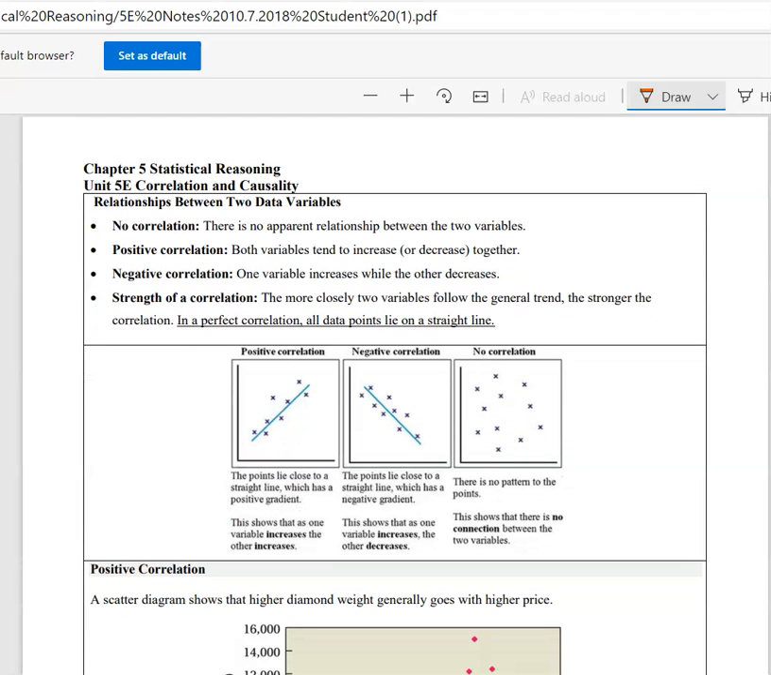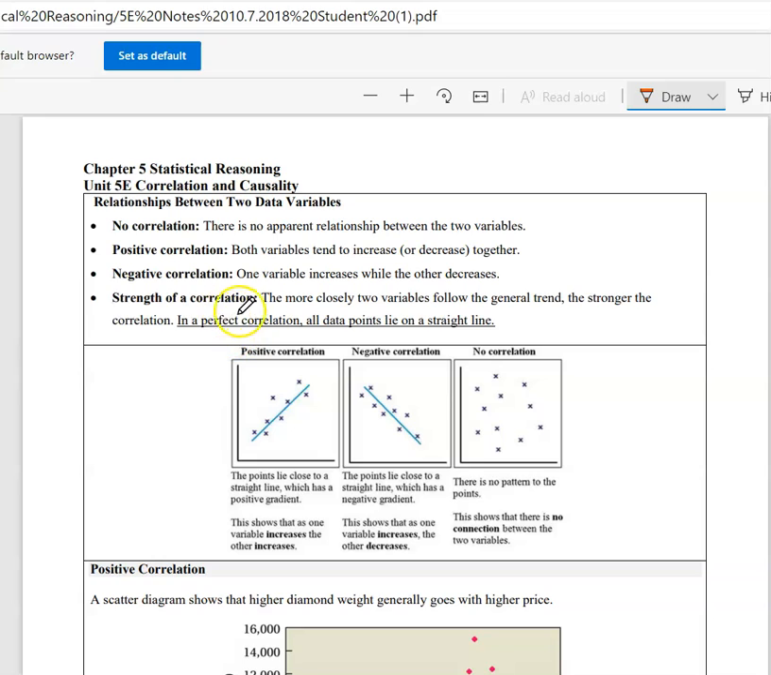So relationships between two data variables. They can have no correlation, which means there is apparently no relationship between the two variables. This graph is a good example of that. We can't tell if it's going up or down. There's just dots everywhere. Positive correlation, both variables tend to increase or decrease together. So positive correlation, the line's going to go up from left to right. A negative correlation means that one variable increases while the other decreases.